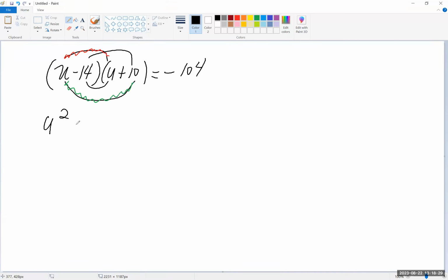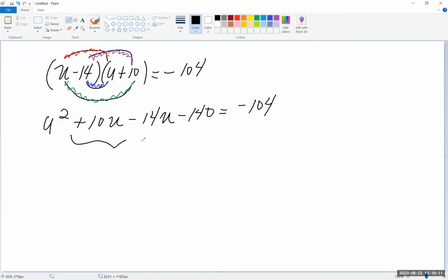it's u plus 10, so that's 10u. And then the inner is this here. So negative 14 plus u. So that's minus 14u. And then for the last, it's the negative 14 times 10. So that's going to be negative 140. And leave the negative 104 as is.